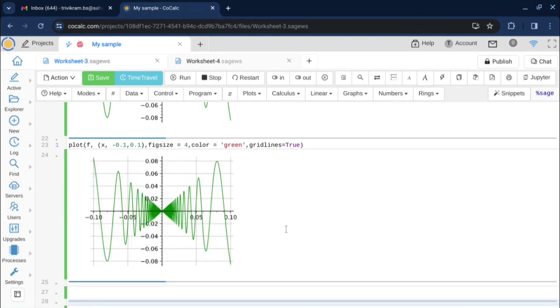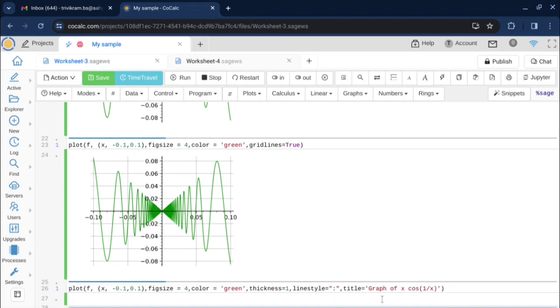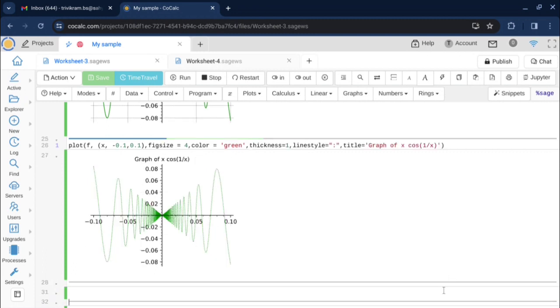Now I want to write the title of this graph again. So just one more feature we have to add, that is line style I am going to change. Line style I am going to change it as dotted lines. Dotted lines can be represented as colon, that means in inverted commas colon you have to write line style, and title of the graph you can write it as title is equal to graph of this curve. So just run it.